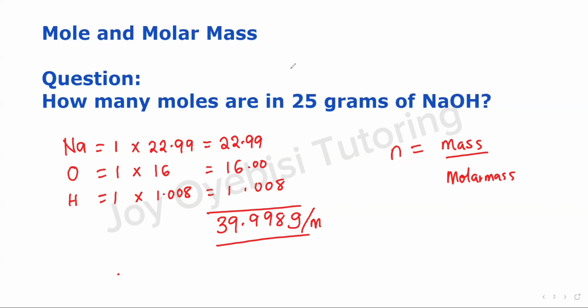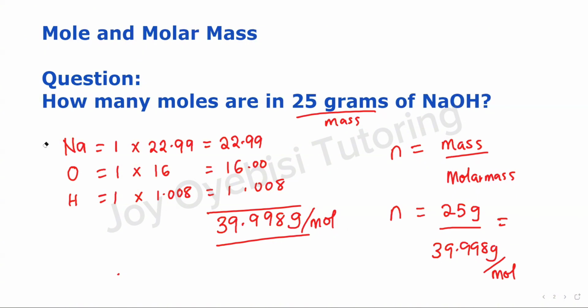The next thing we do is plug the mass and the molar mass we just calculated into this equation. So our moles, N, is going to be equal to 25 grams that was given, divided by the 39.998 grams per mole of the molar mass. And that gives us 0.63 moles of sodium hydroxide approximately.